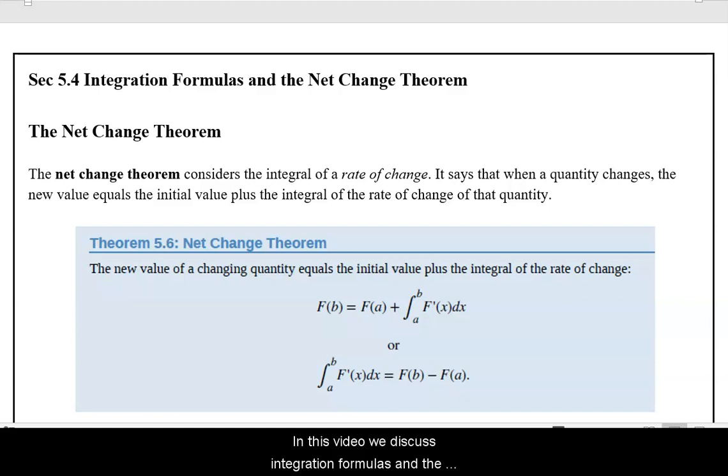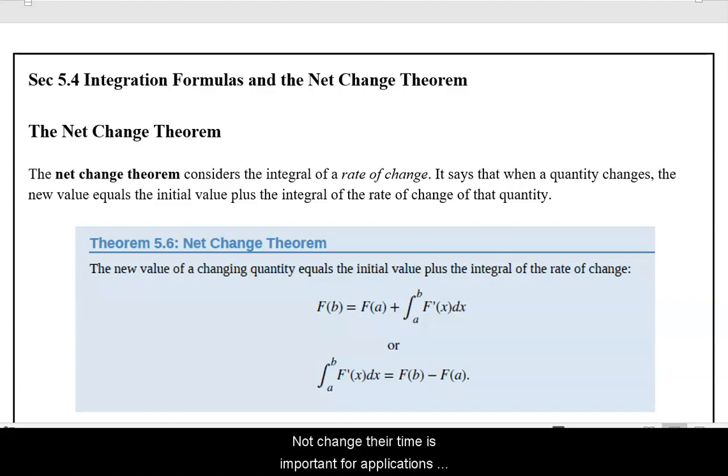In this video, we discuss integration formulas and the net change theorem. This is for section 5.4 out of the OpenStax Calculus book, volume 1. This is a relatively short section for us. We won't spend a great deal of time here, and in terms of relative importance, it's not as important for what we'll be doing this semester or even for you next semester.